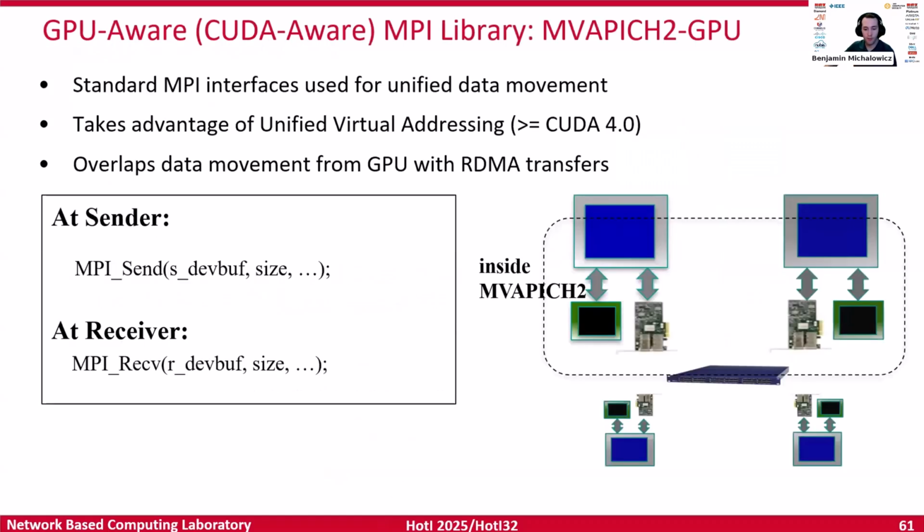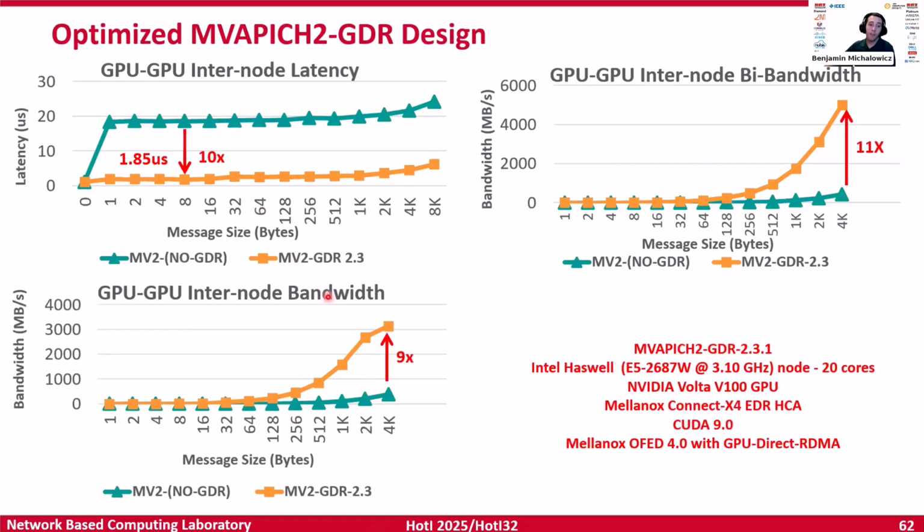To jump to here, even with initial designs way back in the MVAPICH2-GDR release 2.3.1, we were able to see a full order of magnitude improvement in latency and bandwidth, at both small and medium message sizes. These days, pretty much every MPI library has some level of GPU awareness. How advanced it goes depends on the implementation.